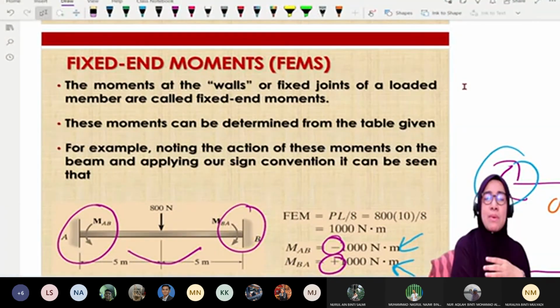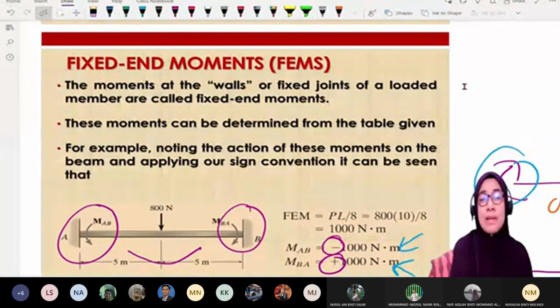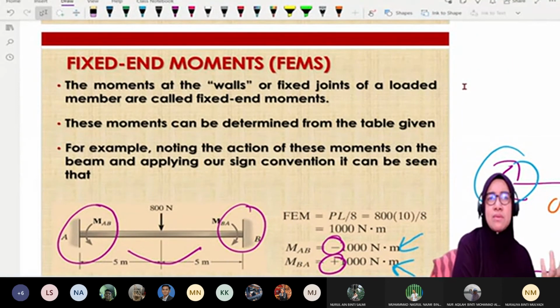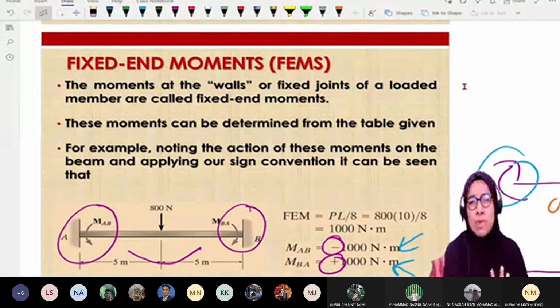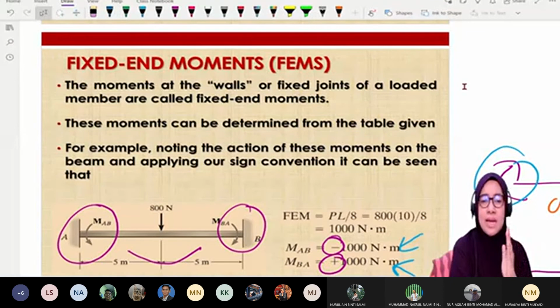Sama juga macam kita nak calculate reaction, for example. Kita nak calculate reaction, we apply equilibrium equation. When we apply equilibrium equation tu, moment tu kita boleh take clockwise or take anti-clockwise. Sebab dia assumption. Tapi assumption ni dia mesti constant lah. Dia tak boleh sekejap clockwise, sekejap counterclockwise. Tak boleh. Dia mesti constant. So kalau kita dah decide, okay, we follow Hibbeler as our main reference, the textbook. So we have to follow clockwise positive.